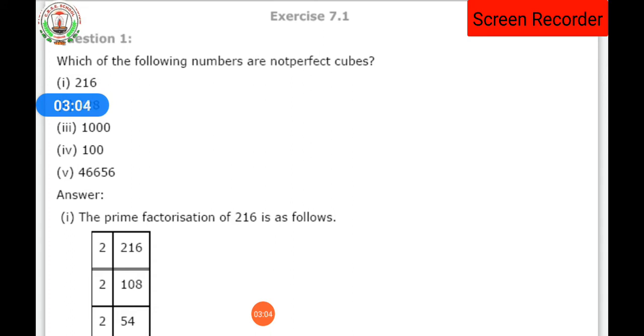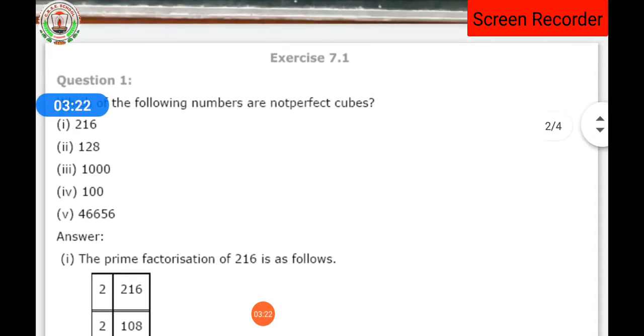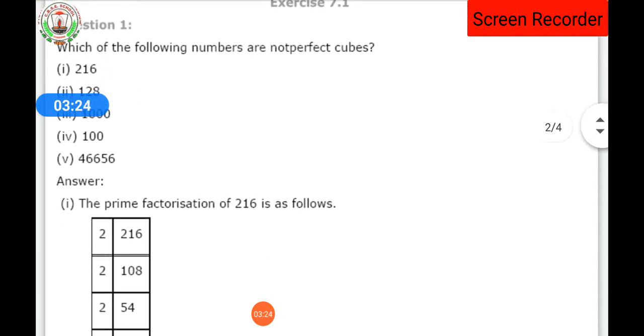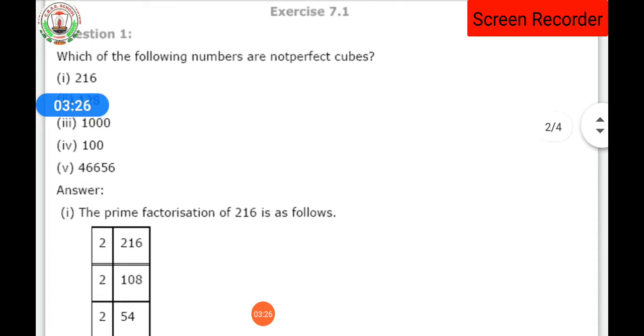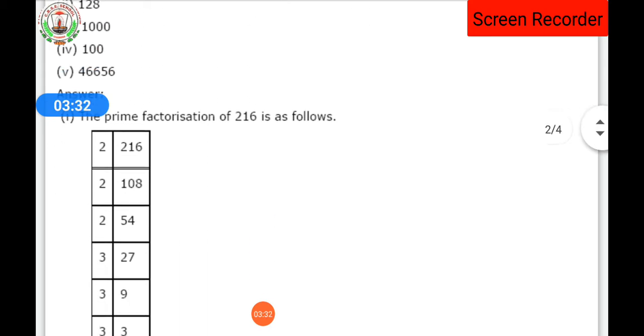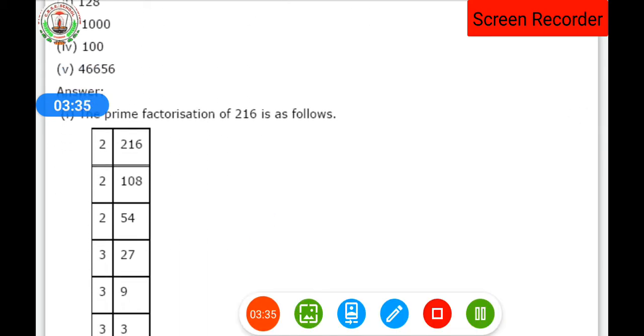Clear? So here we are going to see exercise 7.1. Exercise 7.1: which of the following numbers are not a perfect cube? That means we have to find out whether 216, 1000, 46,656 and 128 are perfect cubes or not. So in order to find whether a number is a perfect cube or not, what are we going to do? Obviously we are going to find the factors of those numbers, isn't it? So here the factors are being found.